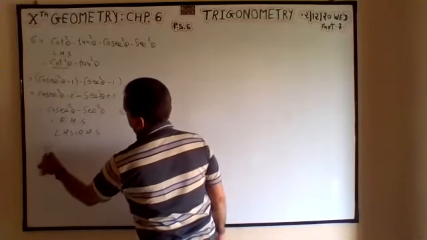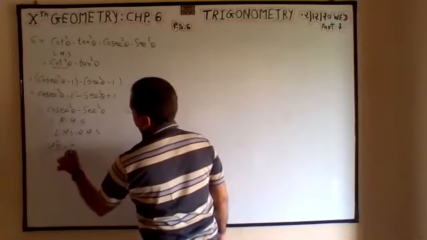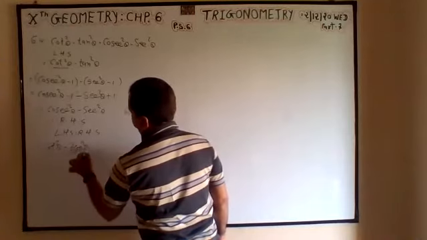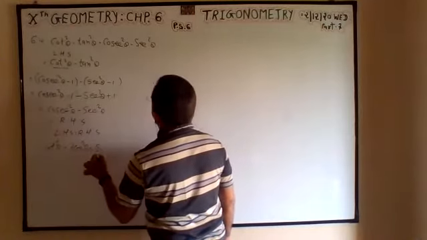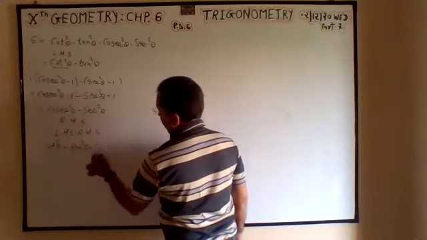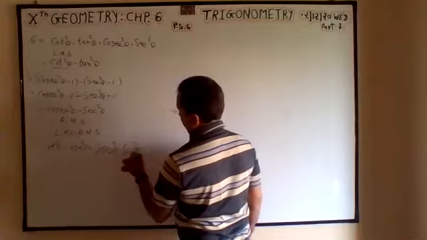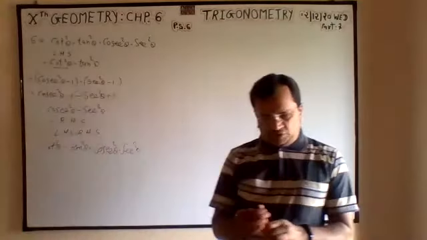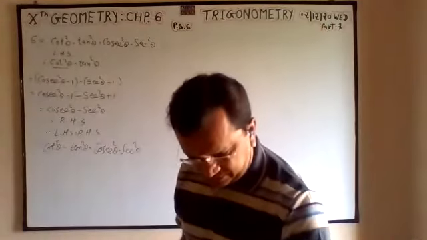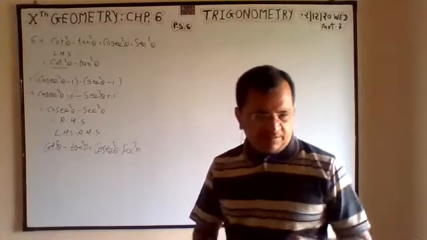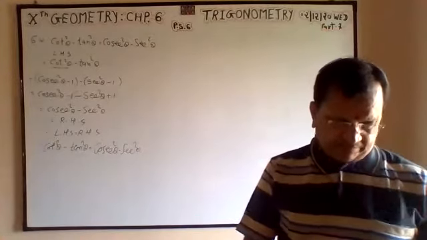Therefore cot square theta minus tan square theta is equal to cosec square theta minus sec square theta. So start with left side and try to get right side.